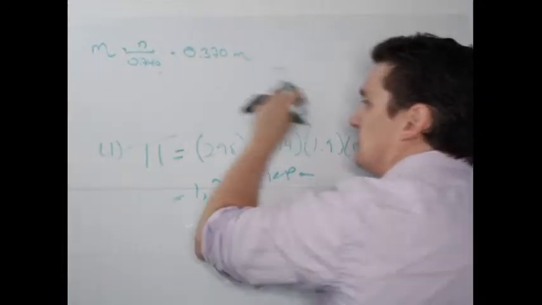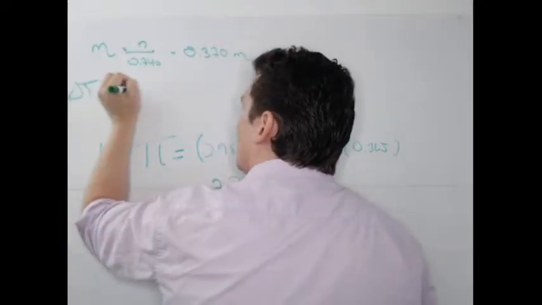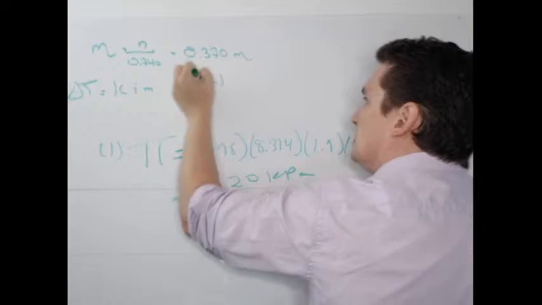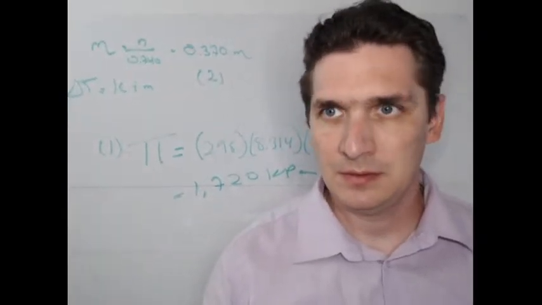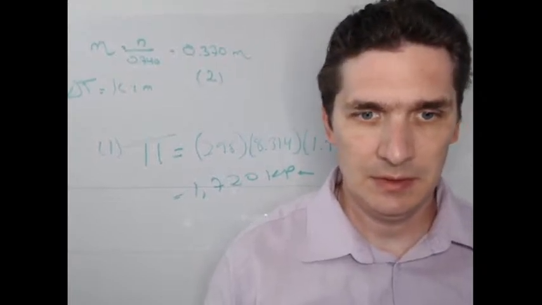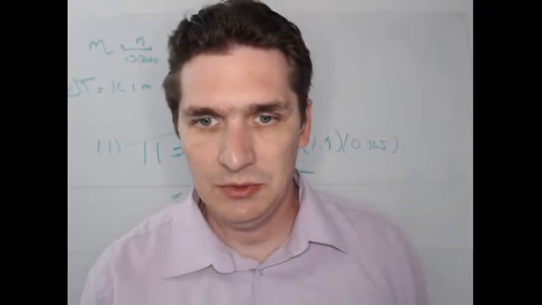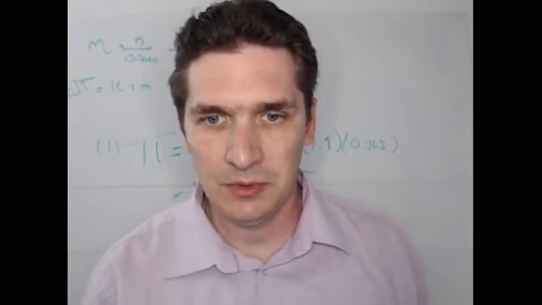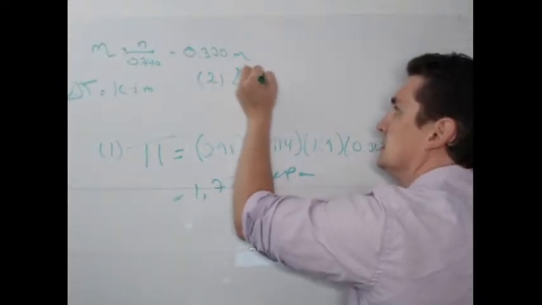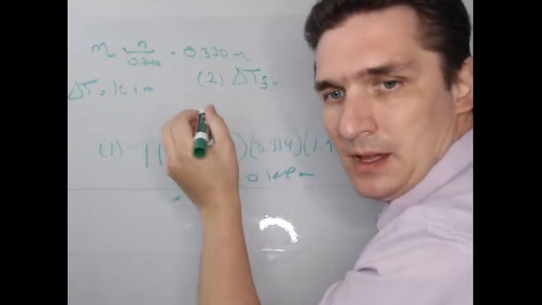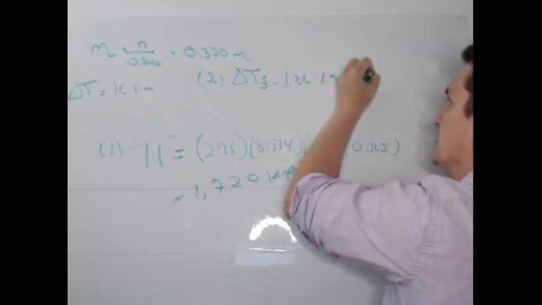For 2 and 3, it's asking for boiling point and freezing point. In both cases, the formula is delta T equals K i m. It's so hard having such a tiny screen. We're looking at water. For the freezing point, we use a Kf of 1.86, times 1.9, times 0.370.